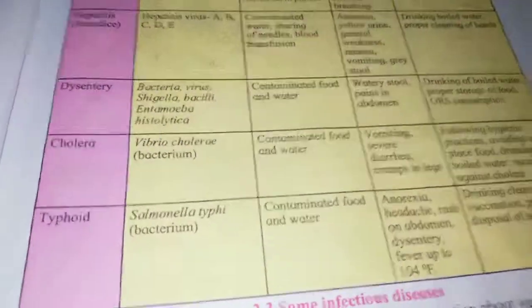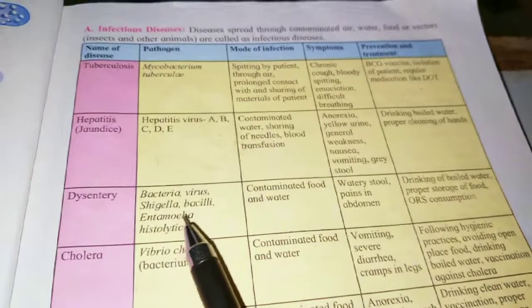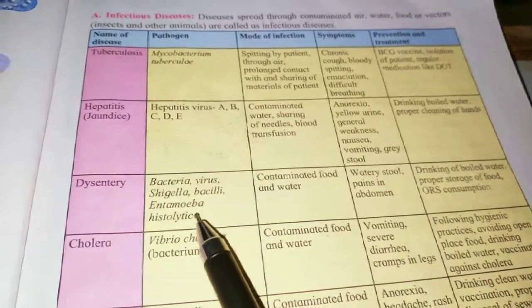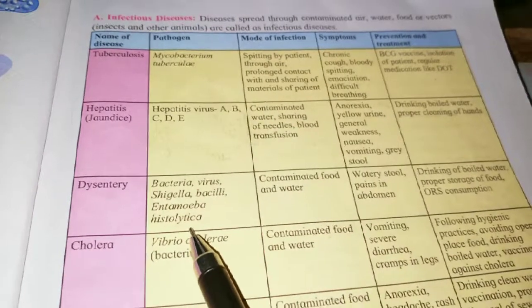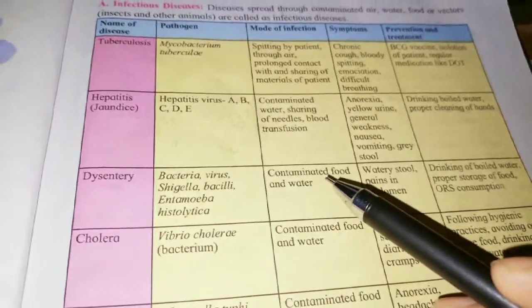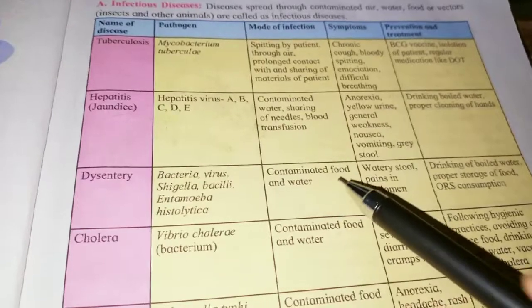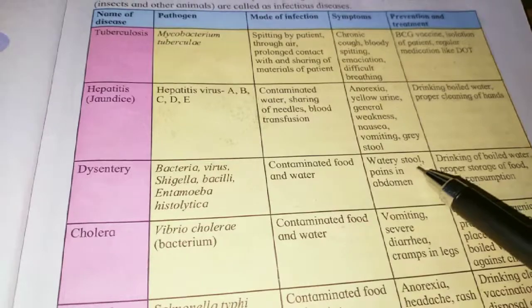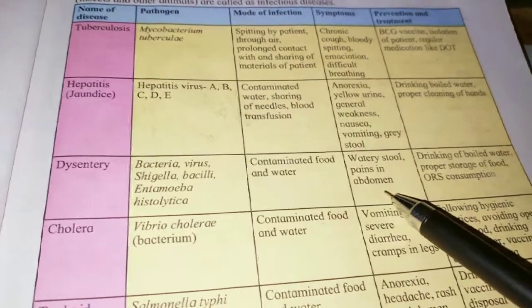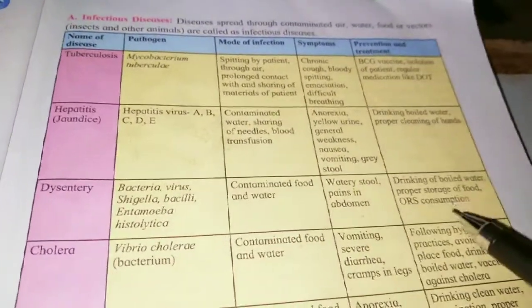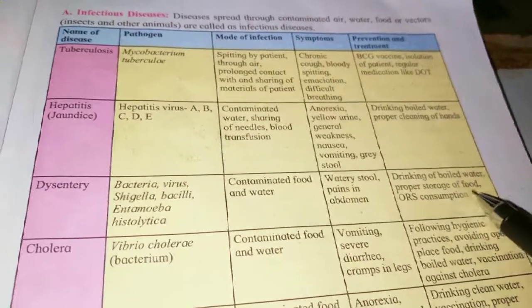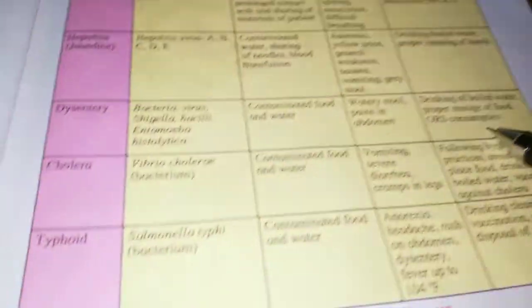Now, dysentery. The pathogens are bacteria, virus, Shigella bacilli, and Entamoeba histolytica. Mode of infection: contaminated food and water. Symptoms: watery stool, pains in abdomen. What are its prevention and treatment? Drinking of boiled water, proper storage of food, ORS consumption.